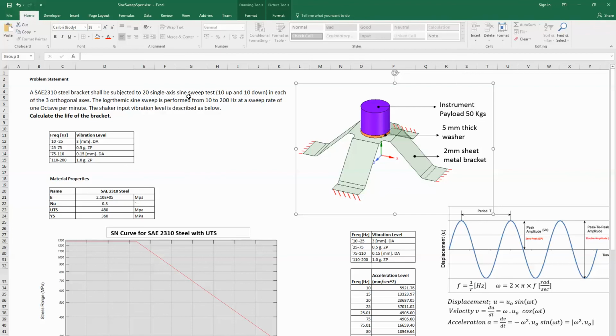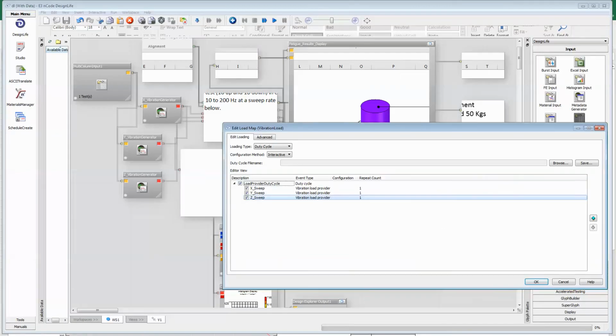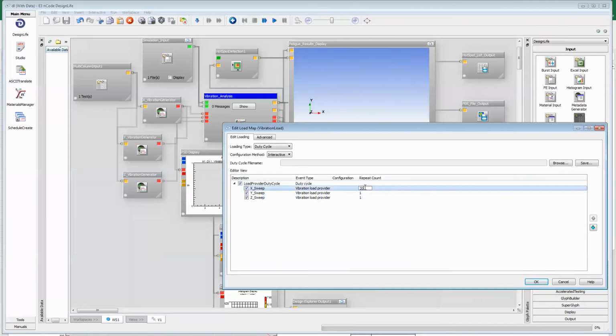So eventually the total sweep is 20 sweeps. It's 20 sweeps in all the 3 directions. So we need to provide 20 here, 20 here, and 20 here. In case for some other test requirement, the number of sweeps in different directions are different, you can specify them.